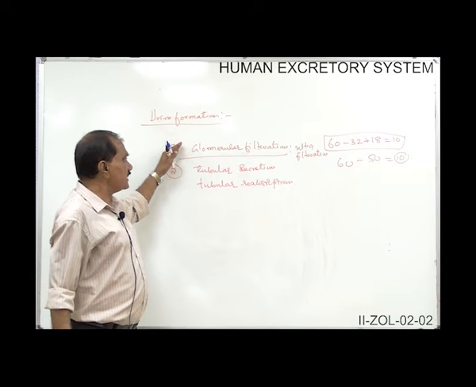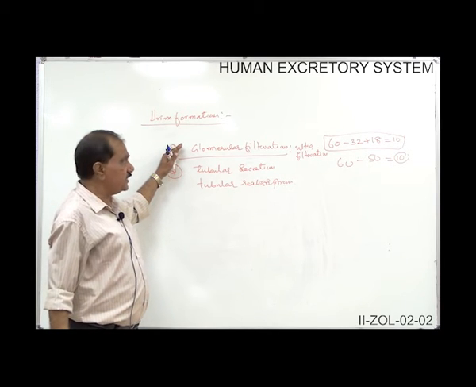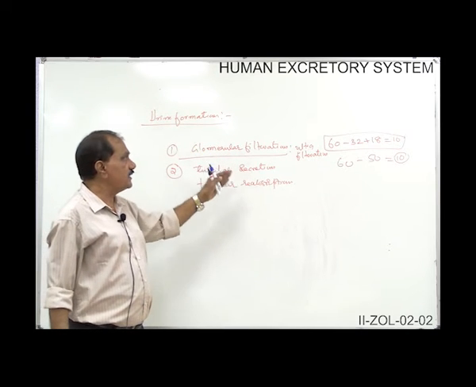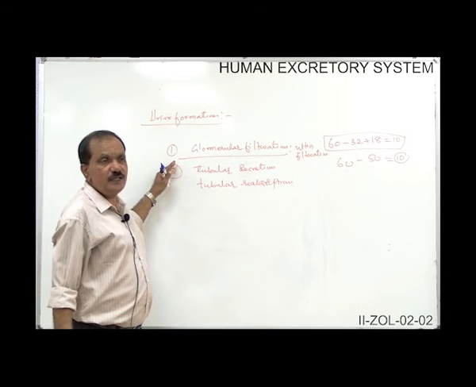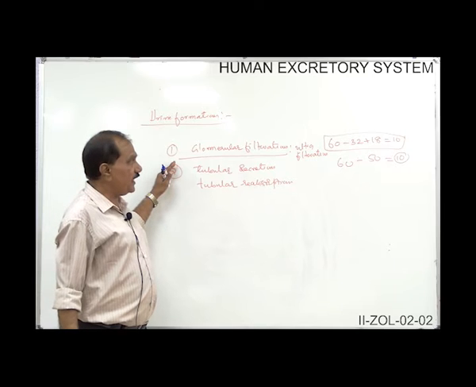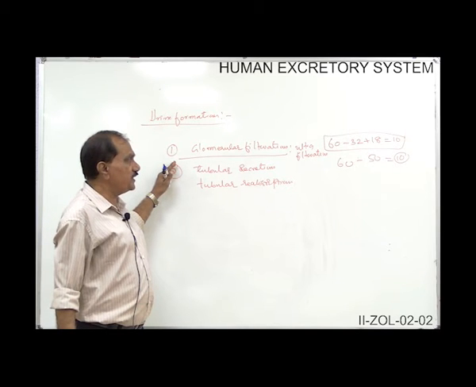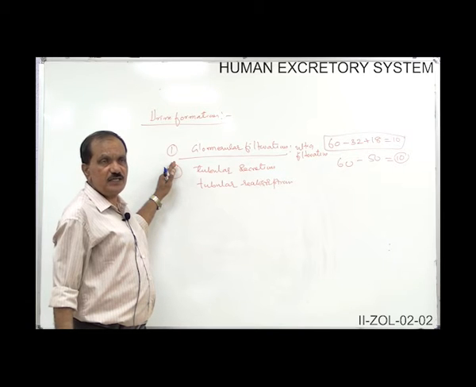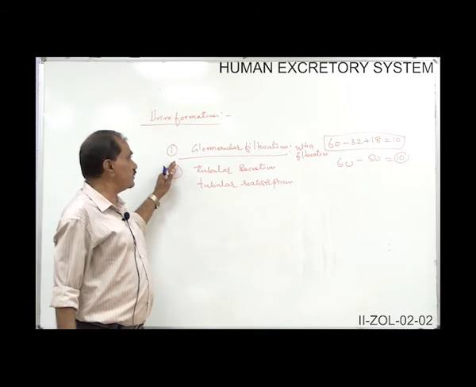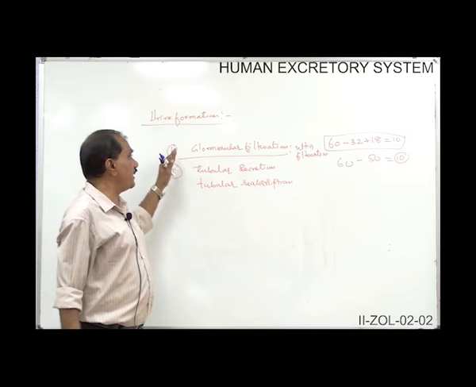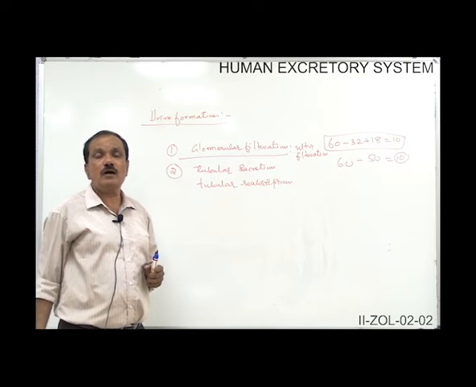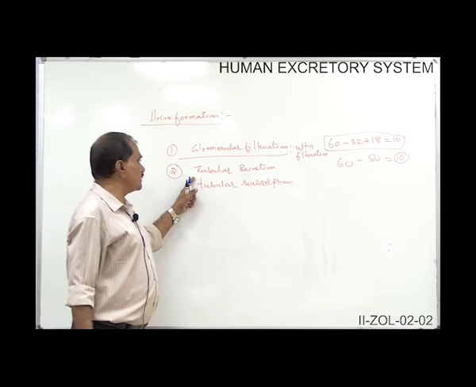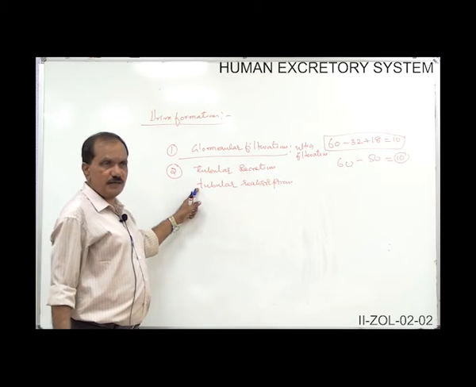Dear students, in the case of the glomerular filtration, I said that the hydrostatic pressure difference results in the ultrafiltration of the urine in the Bowman capsule. So 60 minus 32 plus 18 gives the 10 hydrostatic pressure, which gives the ultrafiltration, resulting in the primary urine forming in the Bowman capsule by the ultrafiltration or the glomerular filtration. And the second step will be the tubular secretion and also the tubular reabsorption.